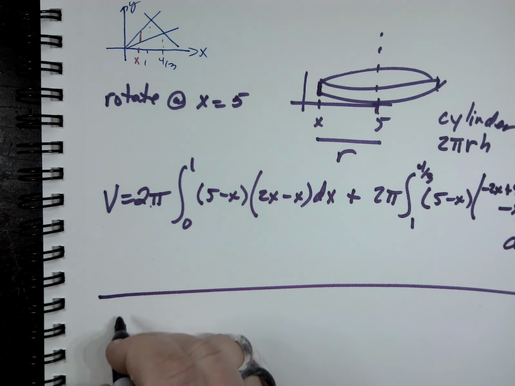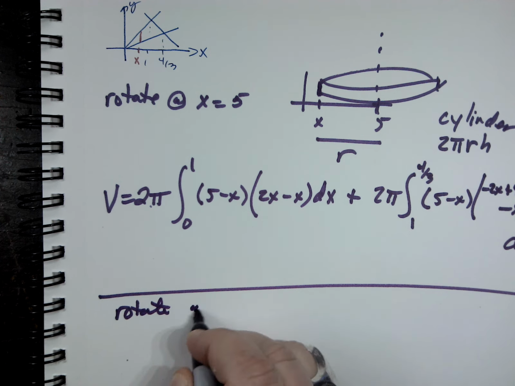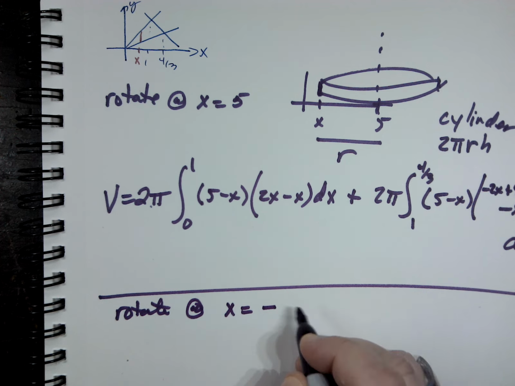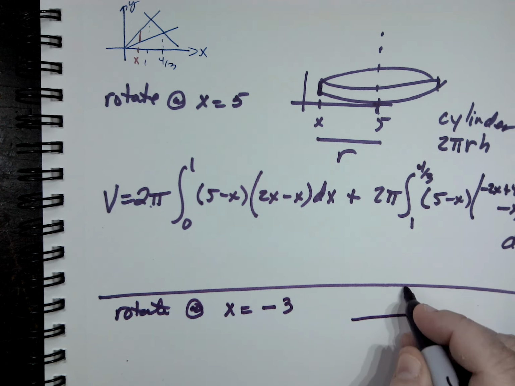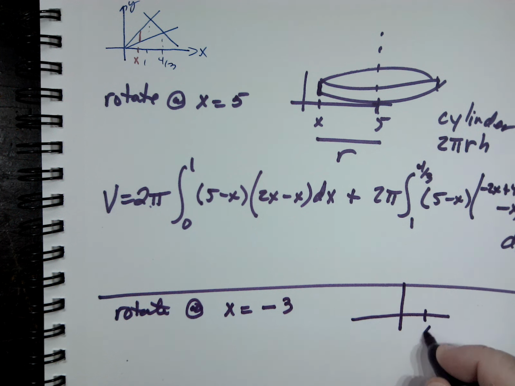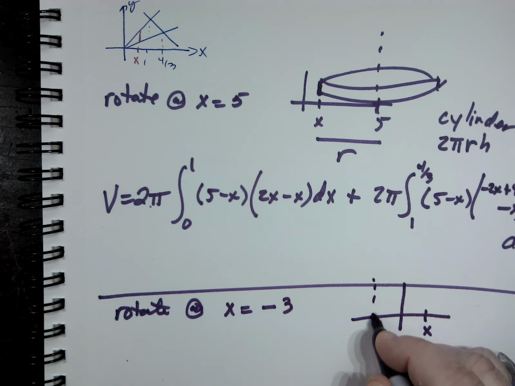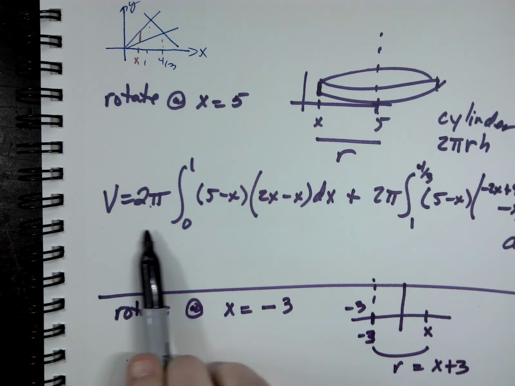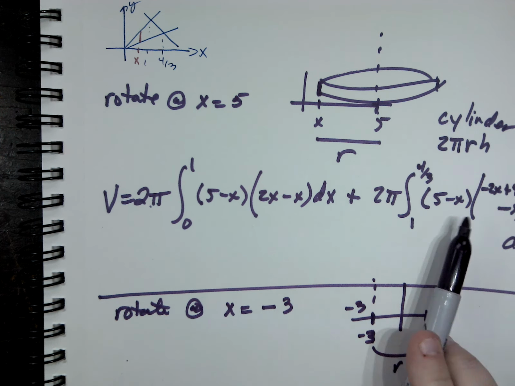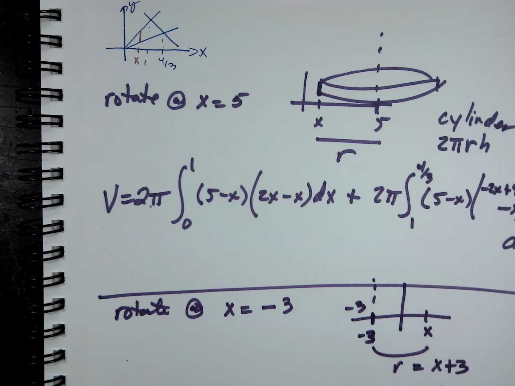Same region. This time we're going to rotate around x equals negative 3. What's the difference? Here's my generic x. I'm rotating it around negative 3. There's my radius, and negative 3 is right here. So the radius will equal x plus 3. It's going to look just like this one up here, but instead of 5 minus x, it'll have x plus 3, or 3 plus x, whichever you prefer.